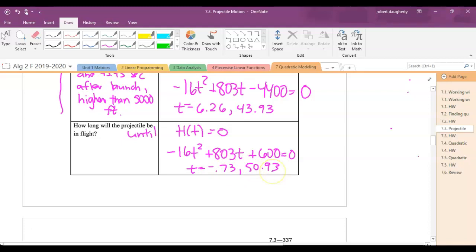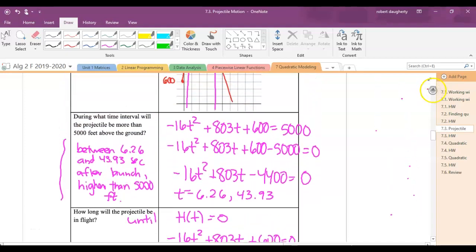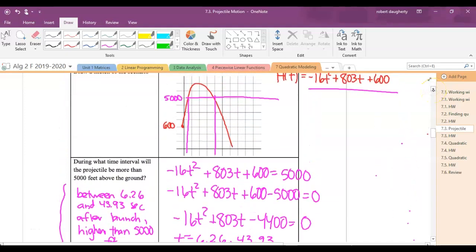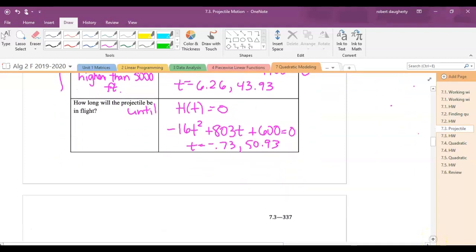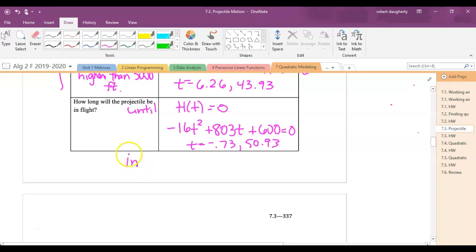Now, one of those makes sense and one of those doesn't make sense. What makes sense here? Yeah, if you look at our drawing, where did we start? Did we start on the ground? No, we started 600 feet above the ground. So that negative number puts me right here. Well, my model really wasn't working there because I already started off the ground. So really the only thing that makes sense here is that 50.93. So I know that this is in flight for 50.93 seconds, okay?